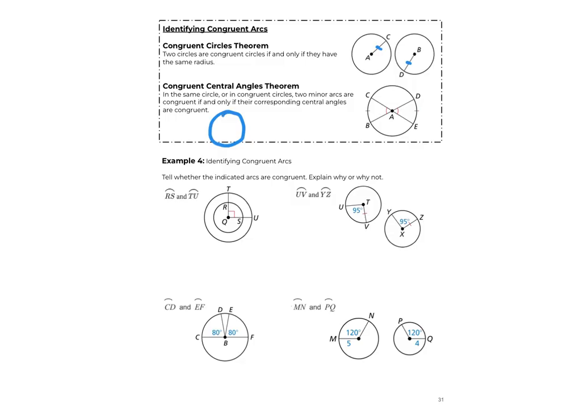If I draw a circle here and another circle here, it can either be on the same circle or it could be on two separate circles. If I tell you that those two arcs are the same, then that means the two central angles would be the same. So it could be the same circle or it could be two different circles.